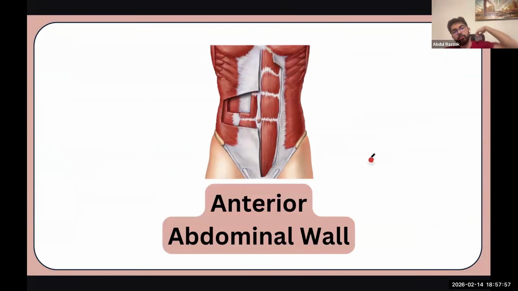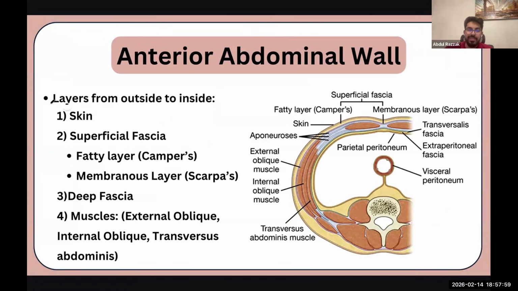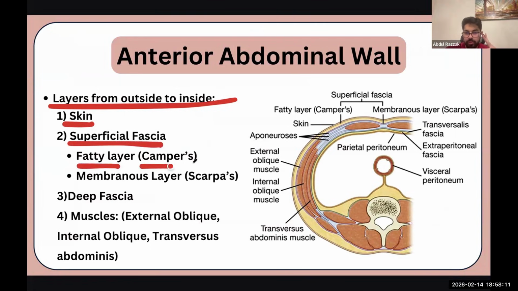For the anterior abdominal wall, it has 7 layers. We're going to mention them from outside to inside, from superficial to deep. The most superficial one is the skin. Then you have superficial fascia, consisting of 2 layers, a fatty layer, Camper's fascia, and a membranous layer, Scarpa's fascia. Unfortunately, you have to memorize those names.